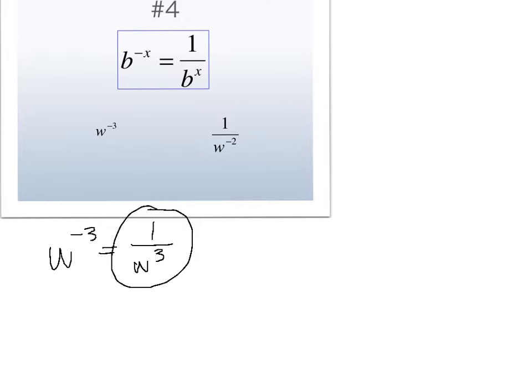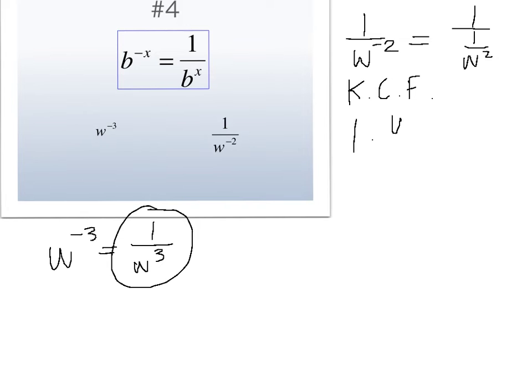If we look at this second example, 1 over w to the negative second, if I start that up here, well, w to the negative second I know is 1 over w to the second, so this is going to be 1 over w to the second. If we think about dividing fractions, we know that we can keep change flip this. So we're going to have 1 times w squared over 1, which just gives us w squared.